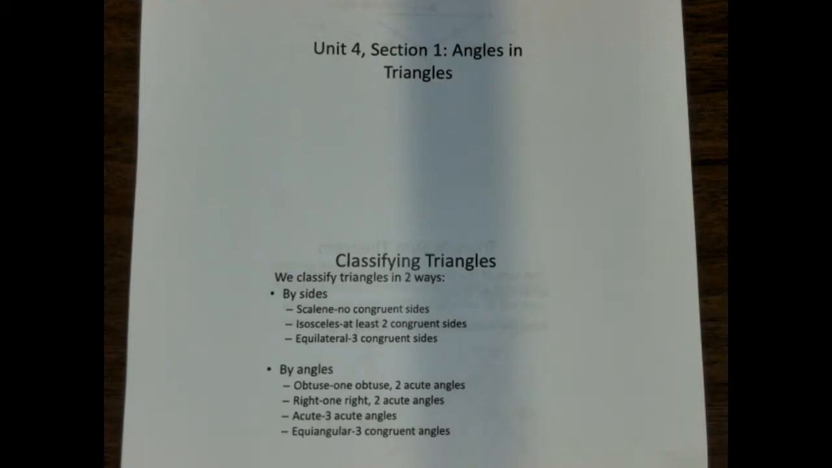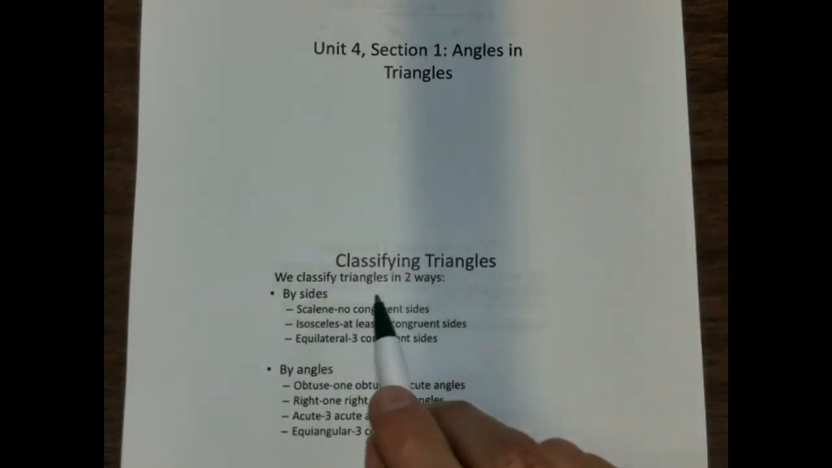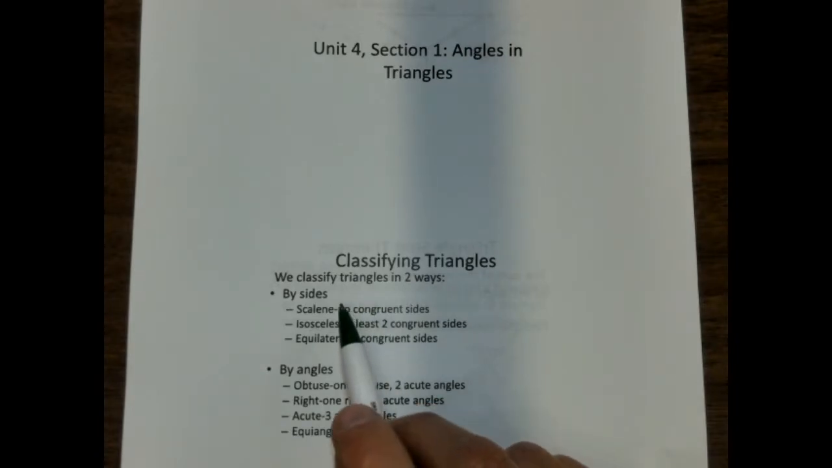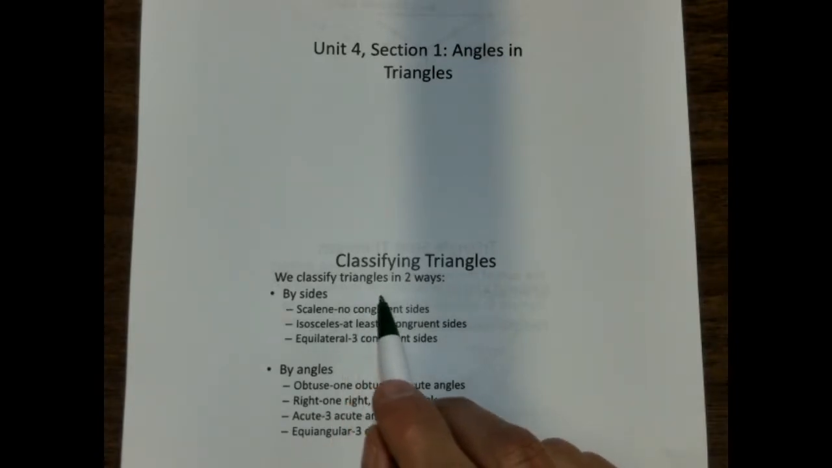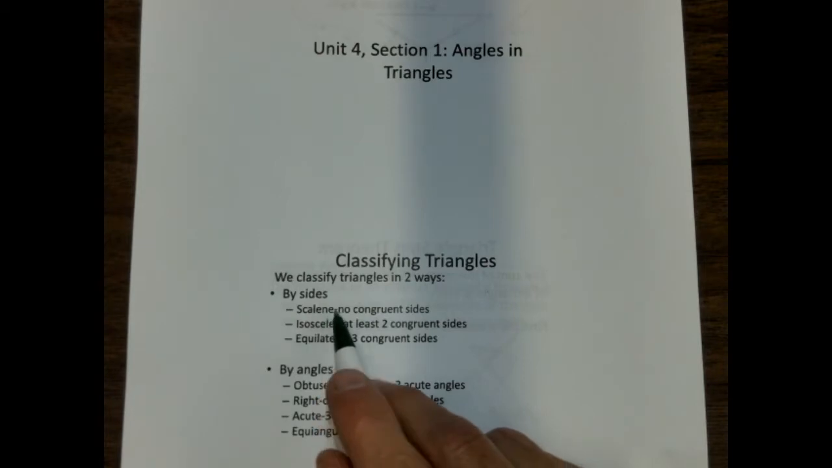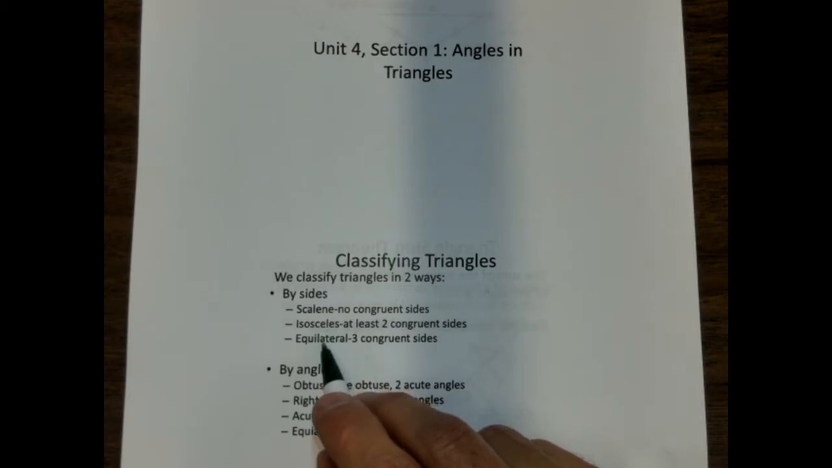Hey everybody, we're going to talk a little bit about angles and triangles today, which is the first section in Unit 4. And before we continue, we need to know a little bit about how to classify triangles. So the first way to classify triangles is by side. Scalene triangles are triangles where all three sides are unique. Isosceles triangles are when exactly two sides are congruent. And equilateral triangles are when all three sides are congruent.